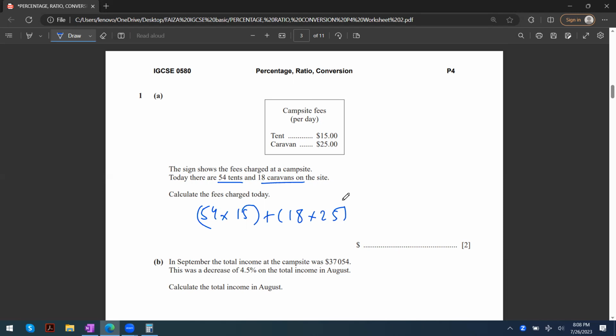Do we have to multiply? Obviously we have to multiply, because there are 54 tents and one tent costs 15. So 18 multiplied by 25 is 450, plus 54 times 15, which is 810. So the answer is 1260.